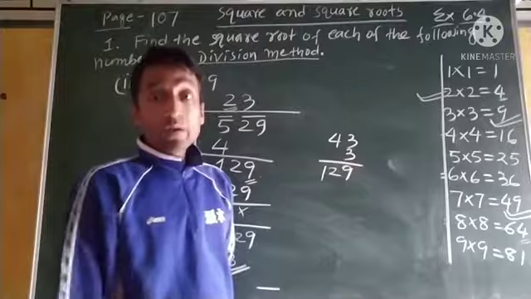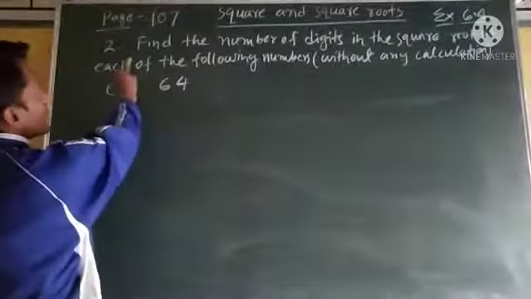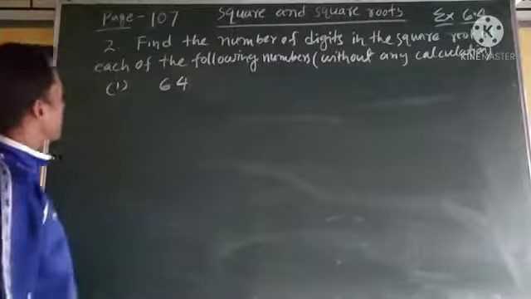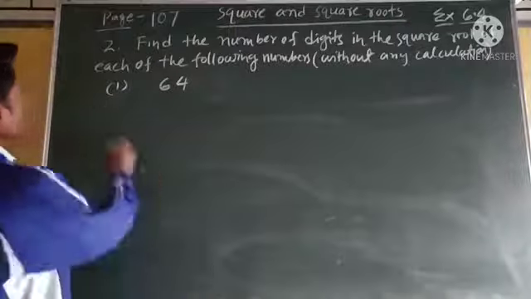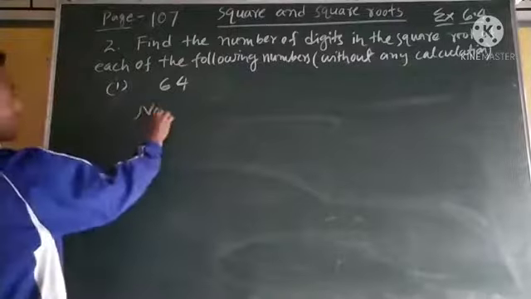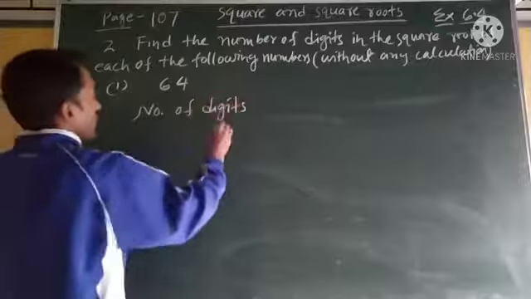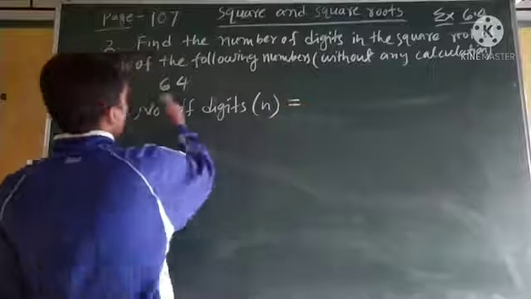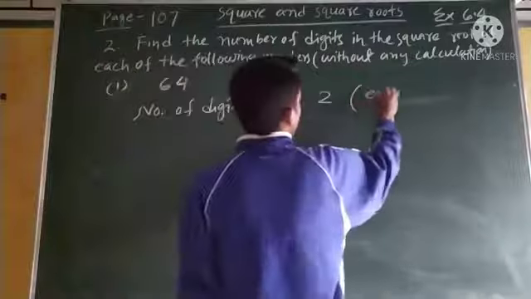Now we will go to the next question, question number 2: find the number of digits in the square root of each of the following numbers without any calculation. The first number is 64. So how many digits are there? 2. We know 2 is an even number.